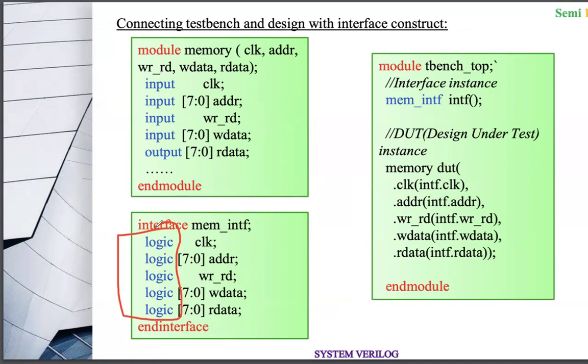So instead of using both net and reg, wire and reg in Verilog, in SystemVerilog we have logic, which is a 4-state data type that can represent 0, 1, X, and Z.